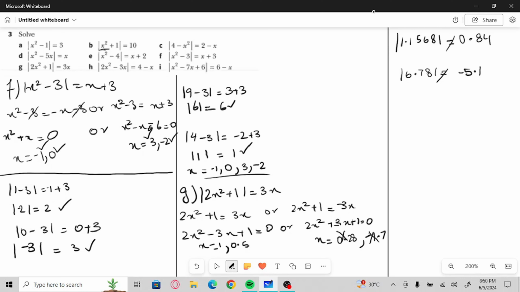So cross. Now x equals 1. 2 times 1 is 2, plus 1 is 3. 3 equals 3, so that is correct, and 1 is the correct input. For 0.5, squared is 0.25. Multiplied by 2, we have 0.5 again, and added to 1, we have 1.5 in modulus. So 1.5 should equal 3 multiplied by 0.5, which is 1.5. So they are correct. x equals 0.5 and x equals 1 are the correct answers for this.